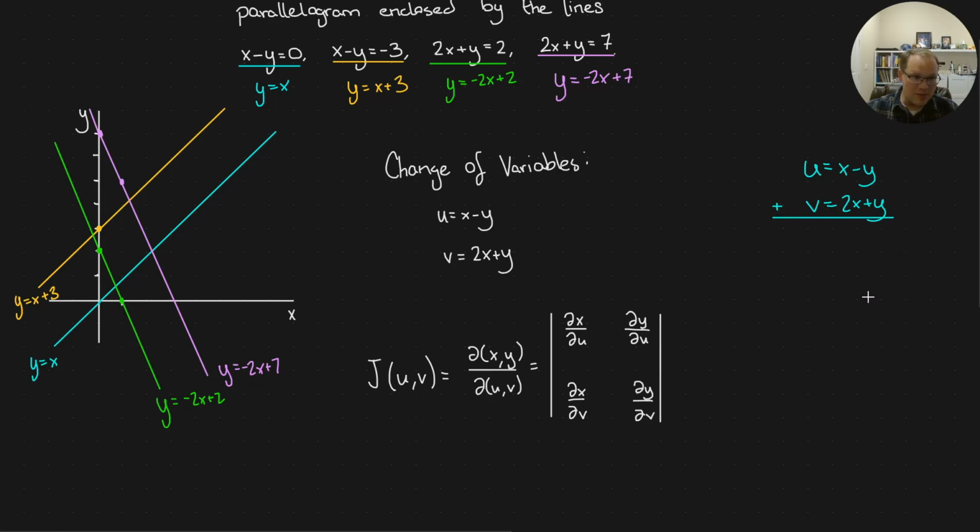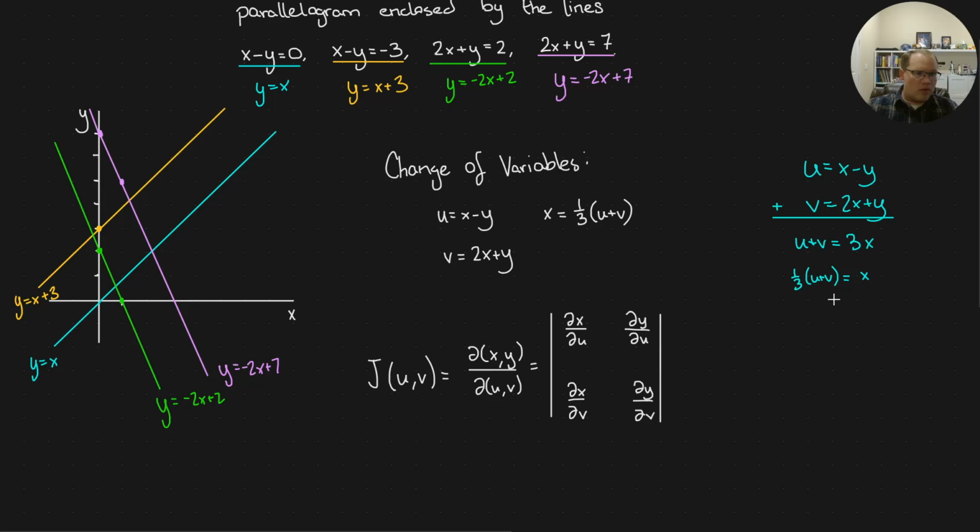Okay, because it would eliminate the y. I get u plus v equals 3x, which means x is 1/3 (u plus v). Okay, so x is 1/3 (u plus v).